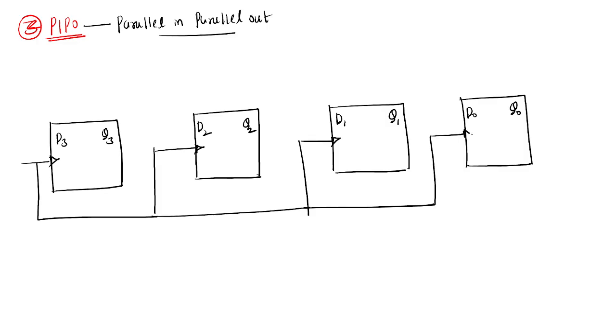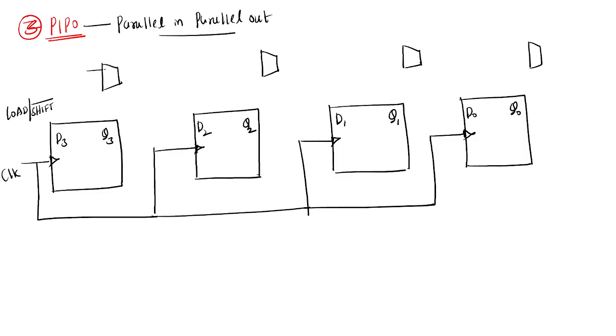You are giving the passage of clock, so this is clock. Here you are using one signal, load by shift bar, and you are using one more 2 cross 1 mux. This is nothing but a 2 cross 1 mux.